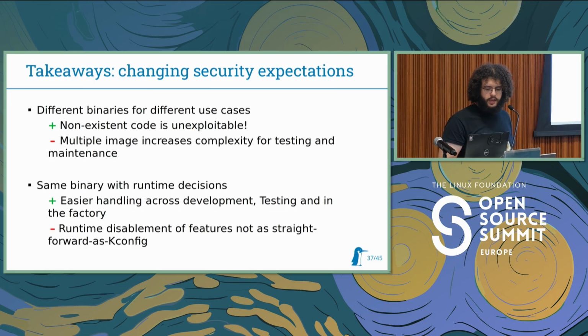Another way is to have the same binary, but do runtime decisions. And yeah, this makes handling a whole lot easier because you only have a single image, but it's by far not as convenient to configure as doing it at compile time, because at compile time you can have different kconfig configurations for your bootloader for each type. Then you can diff them against each other and see the differences, but there was so far nothing similar for doing runtime detection of your security mode or runtime enforcement of your security mode.